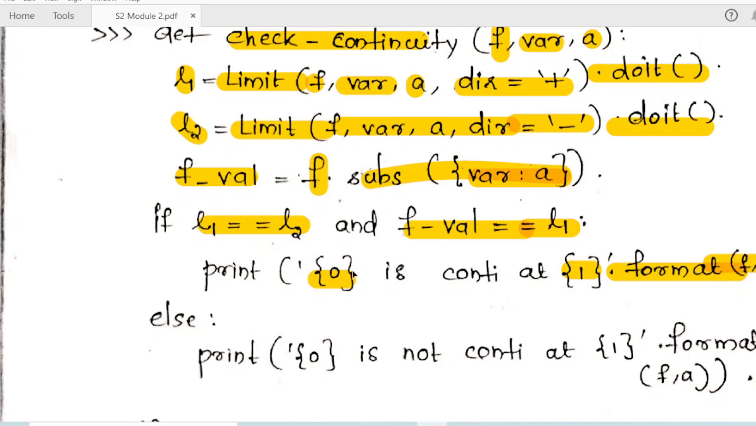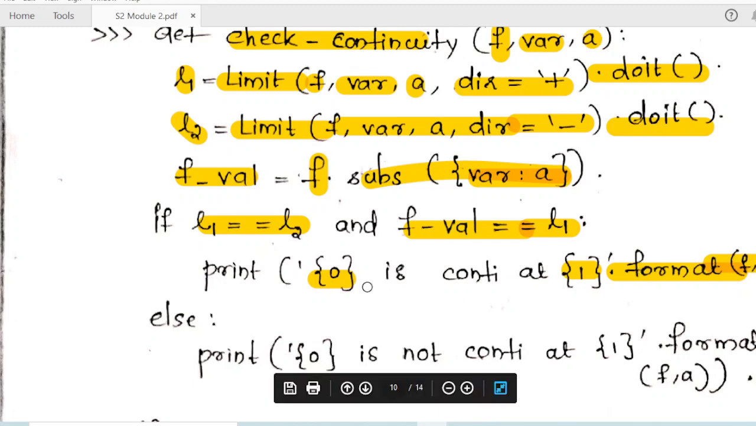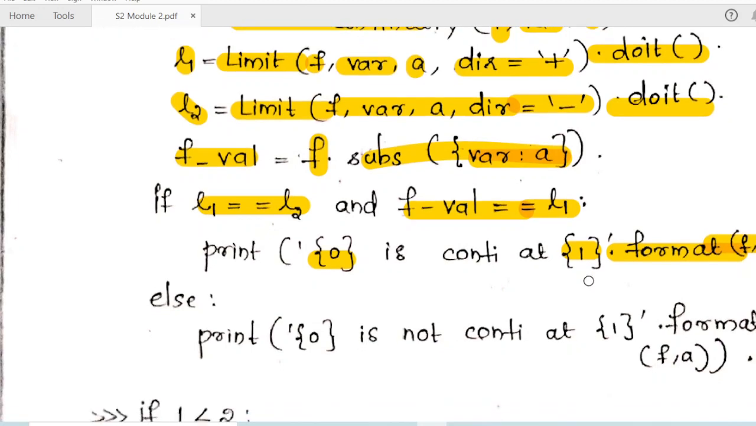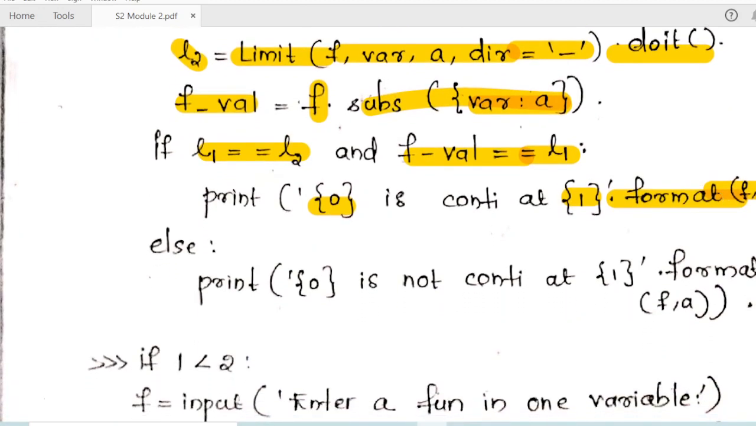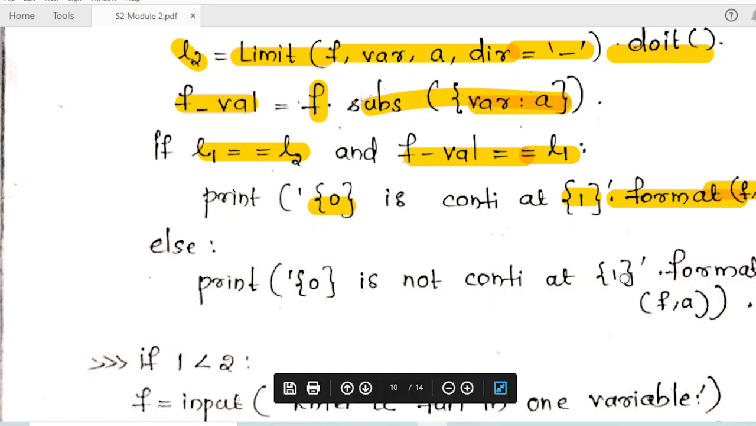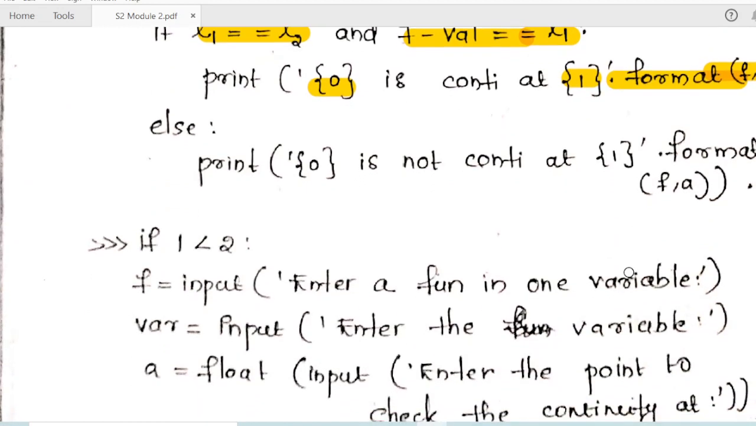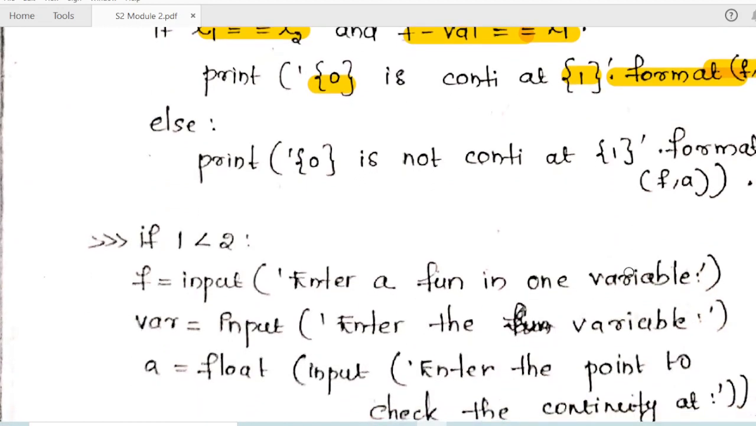In print, the {0} and {1} positions will be filled by the values we give in the format function: the first value given in the format function comes at 0, and the second value comes at 1. That is, f is printed for 0 and a for 1. This is according to the usage of the format function. Else, print '{0} is not continuous at this point'.format. Okay? Now, the main part, that is defining the function, is complete.